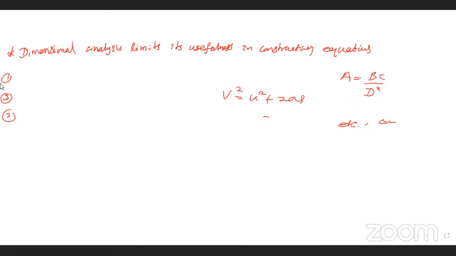Another limitation is that in some cases we can say it's dimensionally correct, but we can't say that it's a correct equation, because not all dimensionally correct equations are correct equations. Dimensionally wrong means it's a wrong equation. But dimensionally correct means it may or may not be correct. So you can write that one also.